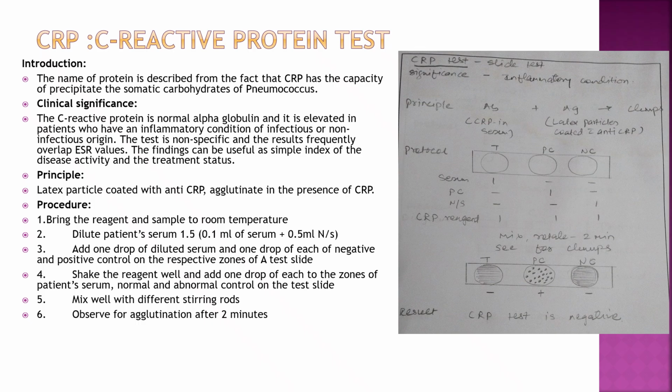C-reactive protein, CRP, is also done the same way. Take test, positive control, negative control, then add serum and then reagent, mix and wait for 2 minutes and look for the clumps. The significance of C-reactive protein is that it is mainly a marker of inflammatory conditions of infectious or non-infectious origin. So when the WBC count is raised and ESR is raised, CRP is also positive.